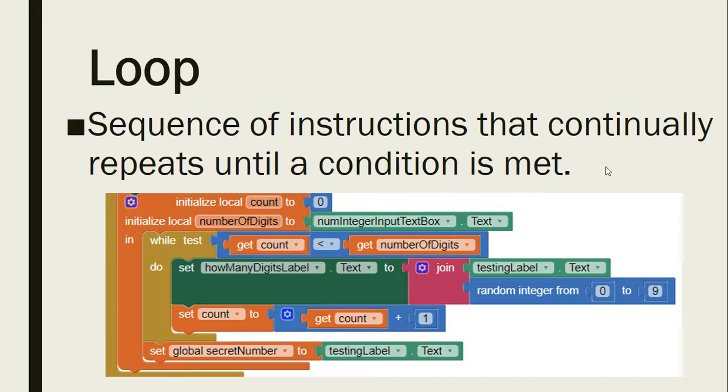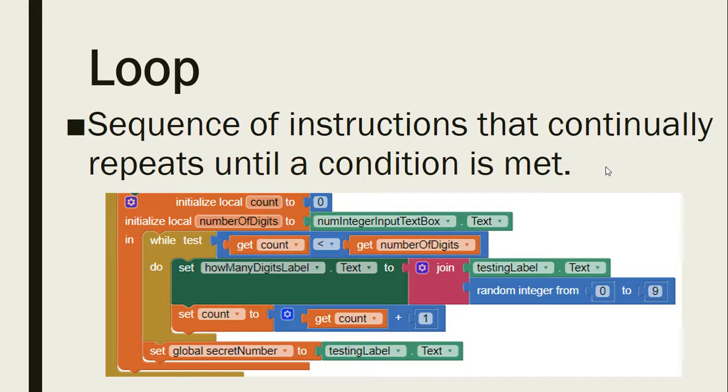First, we've got loop, and this is something that we'll utilize a lot. Later, we'll learn there's things called for loops and while loops, and we'll get into those at a later date. But just right now, this idea of a loop. Basically, it's a sequence of instructions that continually repeat until a condition is met. And this is one way of generating your random number generator for the guessing game.